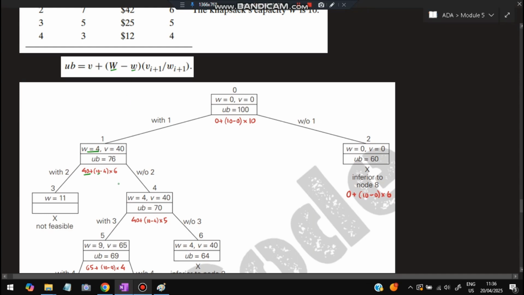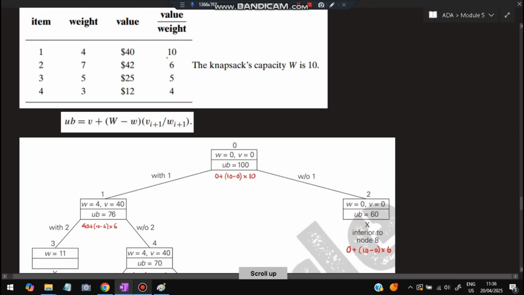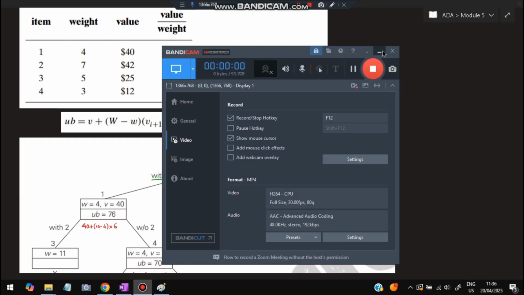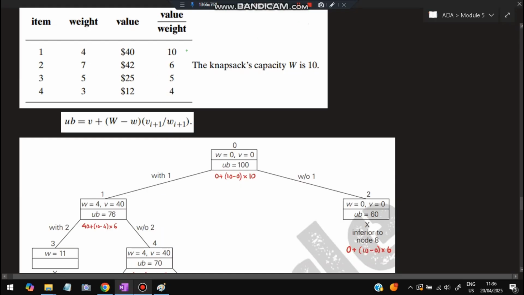And current weight is W, which is 4, so 10 minus 4, and Vi plus 1, Wi plus 1. So we are in the first element now. We have selected the first element. We are considering the first element. In both cases, without and with, we have considered the first element. So here the first element is this one we are considering.